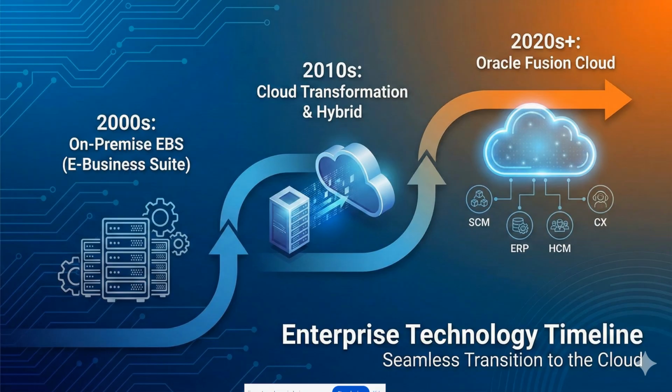This is how it's going to be. In the early 2000s, we could see the Oracle E-Business Suite. Since they have been using it for 25 years, they are saying that in 2035 or 2032 it is going to sunset. Sunset means they are going to stop the support for Oracle EBS. In the 2010s, they started the cloud transformation, and from the 2020s onwards, Oracle Fusion Cloud started and it's booming now.